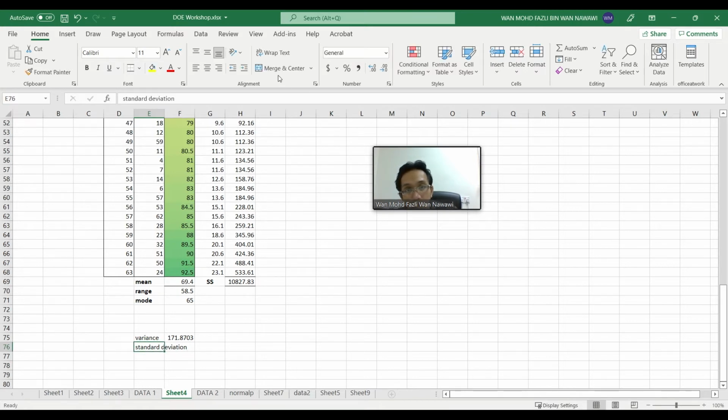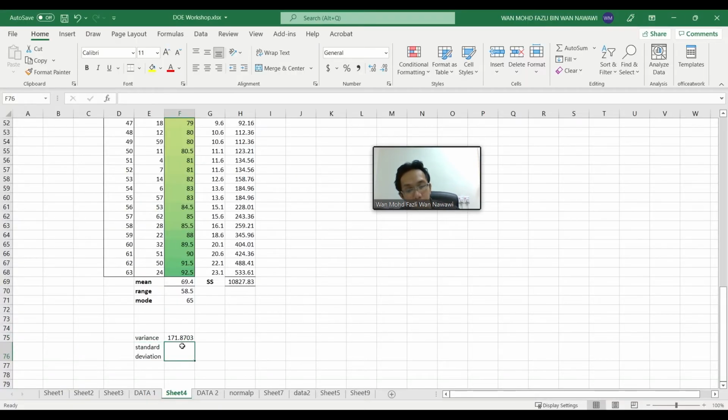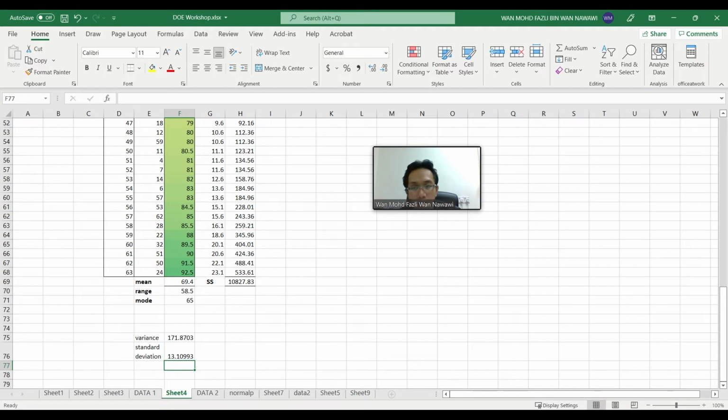So let me put this text like that. Standard deviation is basically this thing. Here, if you see the variance, the variance itself is in square, so you need to put it back into the original units. So you just take the square root, SQRT, and then you get the standard deviation.